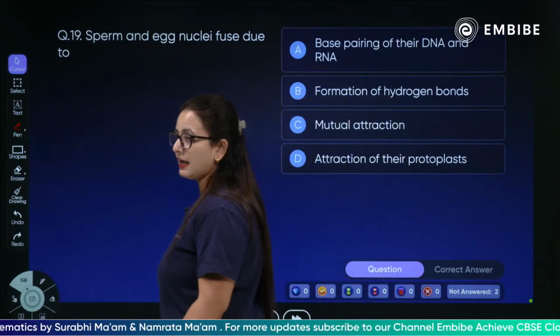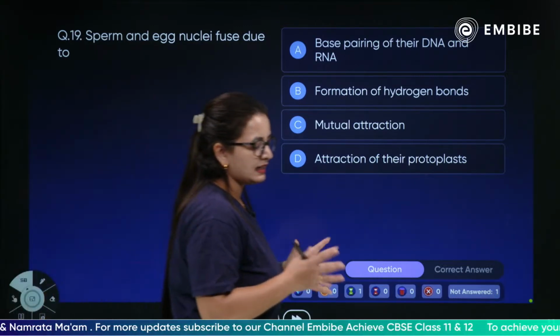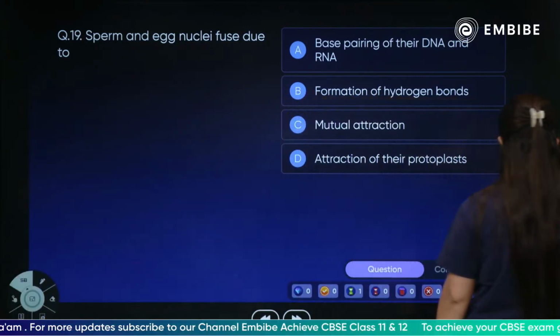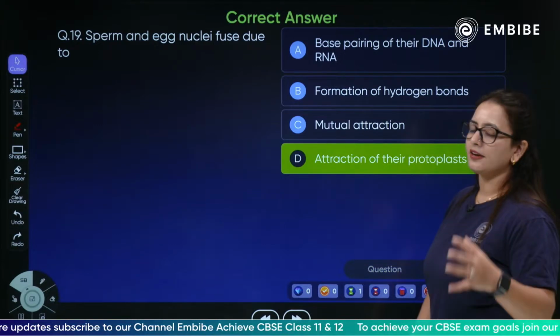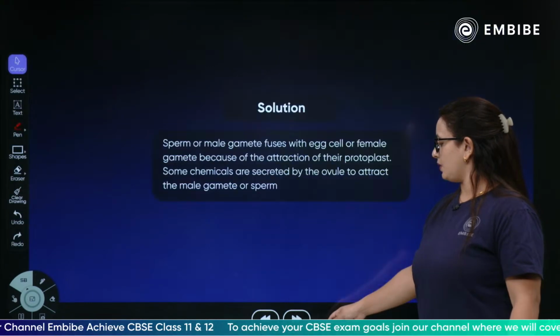The sperm and the egg nuclei fuse due to what? Why do the egg and sperm nuclei fuse with each other? The reason is that the protoplasm is attracted towards each other.